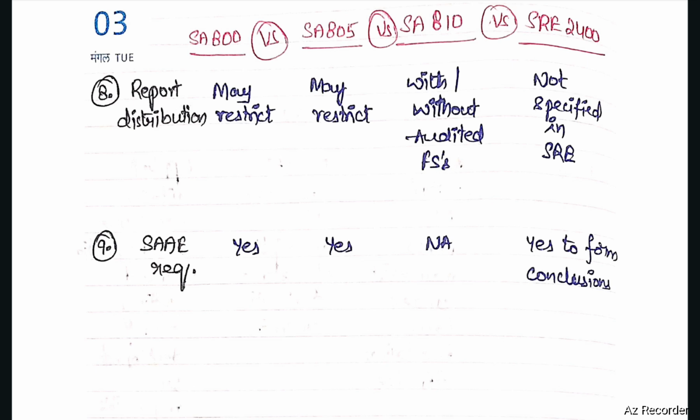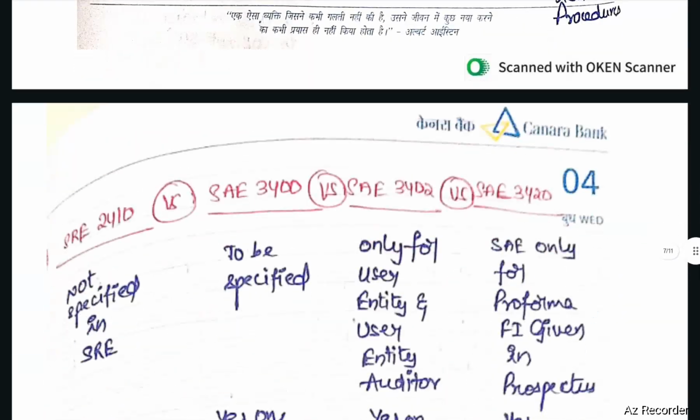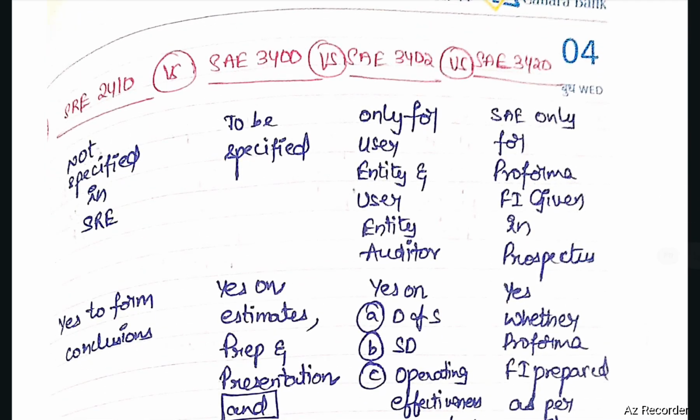As per SA 810, the condition is it may be issued with audited financial statements or without audited financial statements. In case of SRE 2400, there is no restriction regarding distribution. It is not specified in SRE. Next, as per SRE 2410, SRE 2410 also does not talk about the restriction on distribution. As per SAE 3400, restriction need to be specified in the report only.